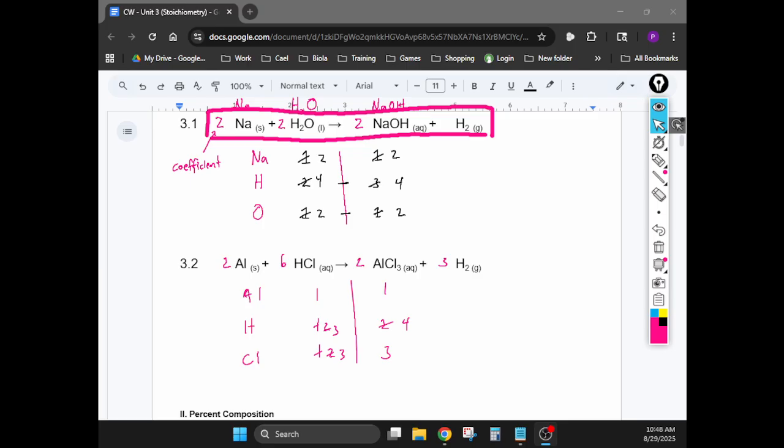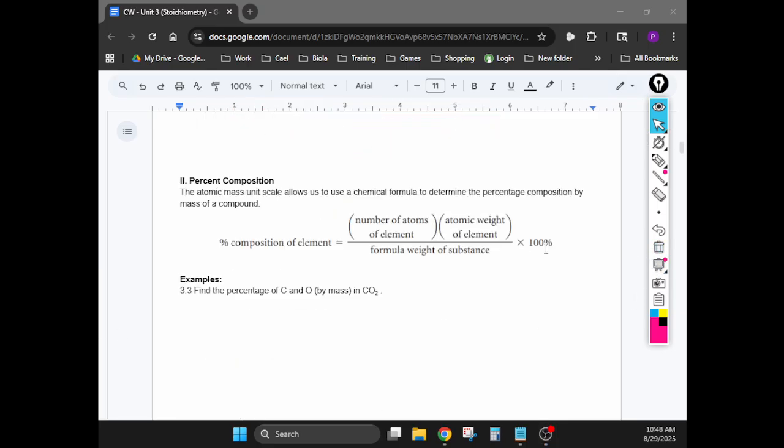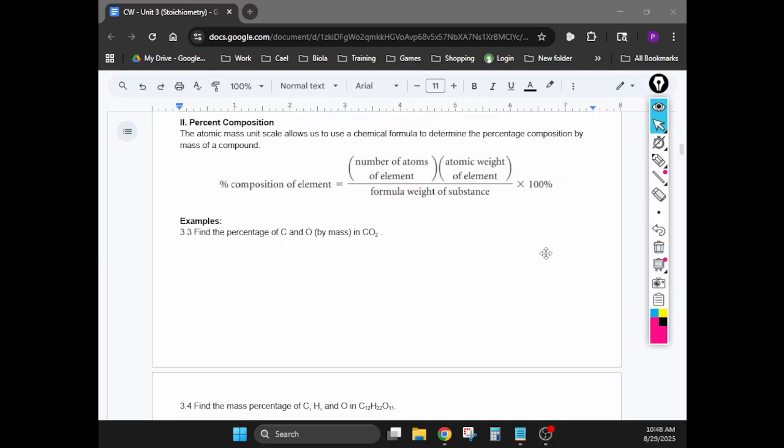Alright, so the next thing we're going to talk about is pretty simple. It's something called percent composition, and it's exactly what it sounds like. It's basically what percentage of a molecule comes from a certain element.